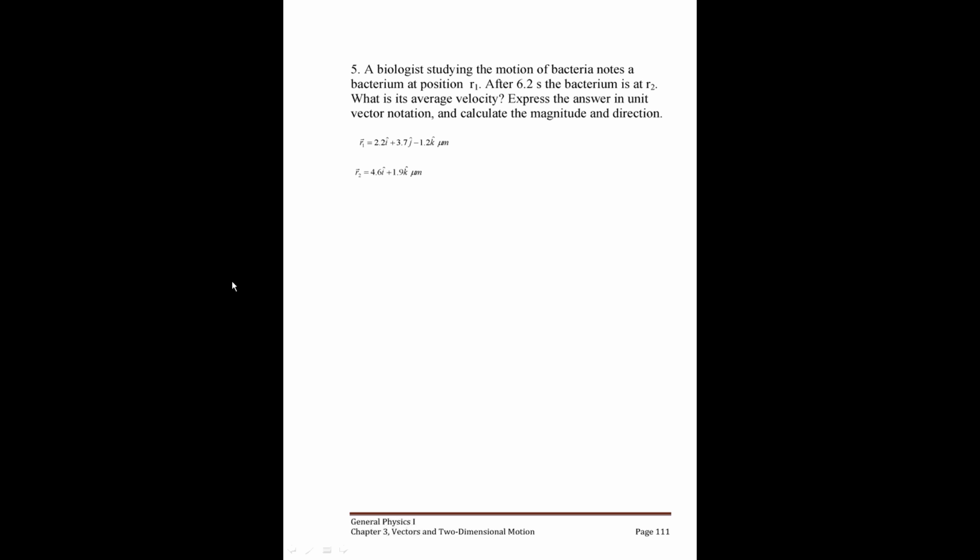Our biologist is studying the motion of bacteria. Notes the bacterium at position R1. After 6.2 seconds, the bacterium is at R2. What is its average velocity in unit vector notation and the magnitude and direction? Let's go back to our definition of average velocity. V average is equal to delta x over delta t, which in this case is going to be R2 minus R1 divided by delta t.